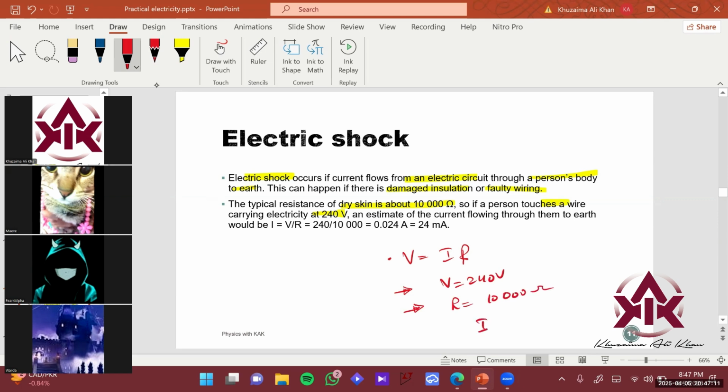If you want to find out the current which can flow through your body, it is going to be 240 divided by 10,000. Making current the subject, it is V over R. So the zeros cancel out, and it is basically around 0.024 amps. It's basically a small value.